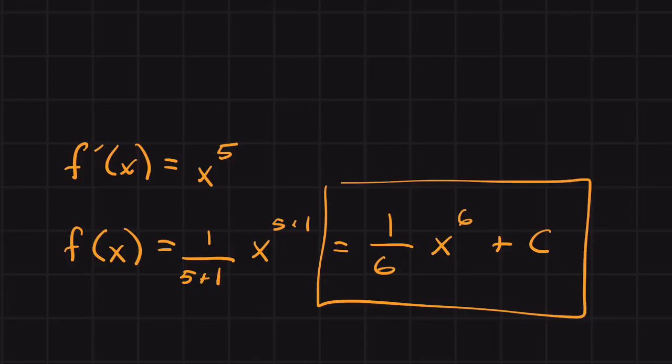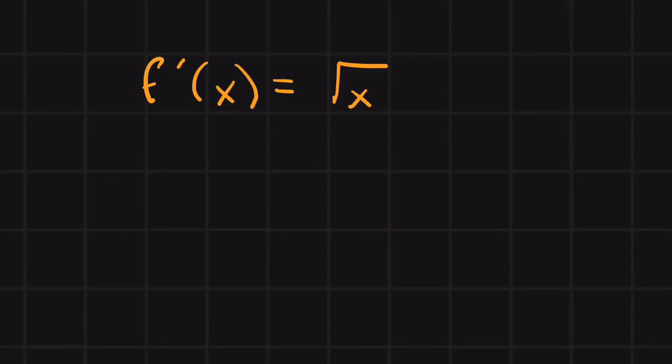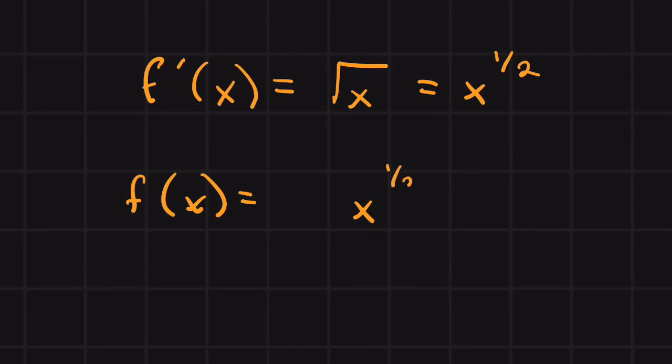Let's say we're given f prime of x is equal to the square root of x. Go ahead and pause the video and try to figure this out on your own. And we're back. In order to use the power rule for antiderivatives, I'd first need to rewrite this root x using a rational exponent. So now for the antiderivative of f prime of x, I first need to add 1 to the exponent, and then I can multiply my x term with the reciprocal of that new exponent.